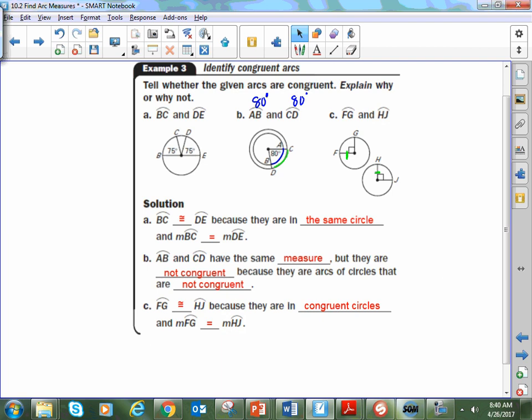So on your assignment, on a quiz, on a test, something like that, if you are asked to say, are these congruent to each other, yes or no, you have to be able to say, yes, they're congruent because they have the same measure and because they're either in the same circle like we see in A, or the congruent circles like we see in C.